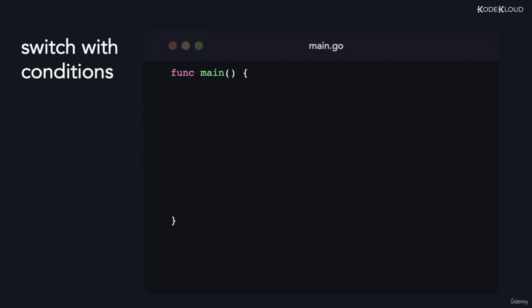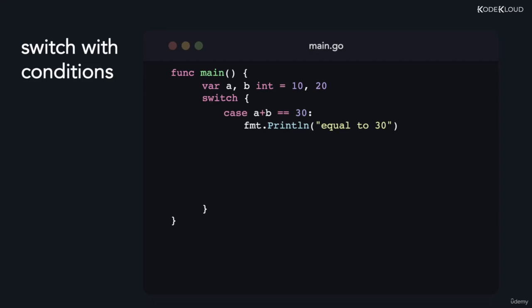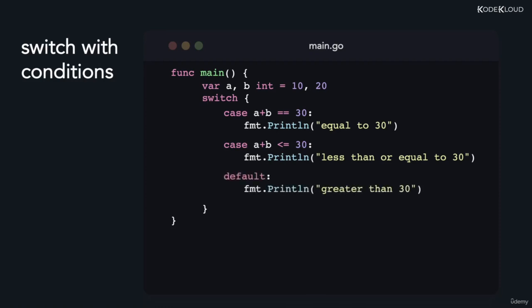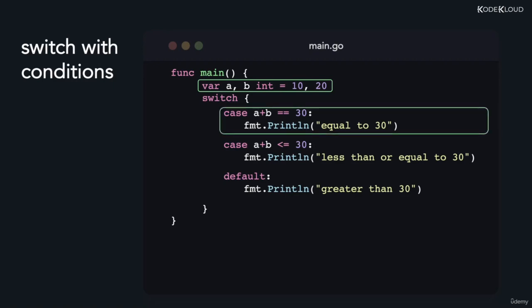So we're going to declare two variables called A and B, and then we're going to write a switch statement. Note how we haven't mentioned any expression after the switch keyword. Our first case consists of the condition A plus B equals 30. Our next case block has the condition A plus B is less than or equal to 30. And then we have a default block. So in this case, the values of A and B are 10 and 20. The addition is 30. So according to our interpretation, both the cases evaluate to true.